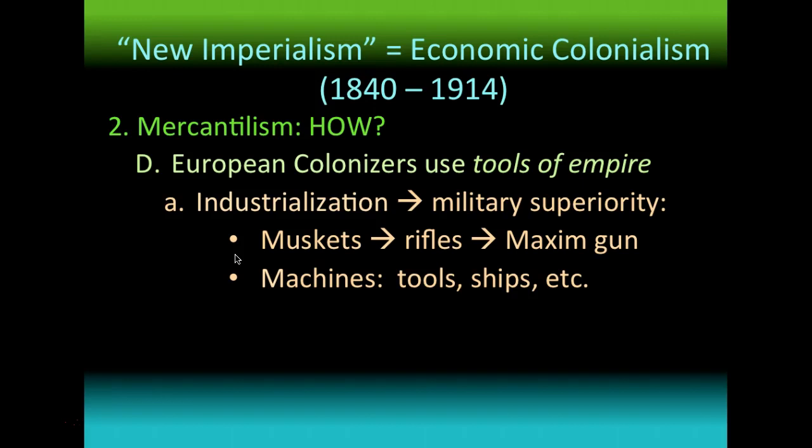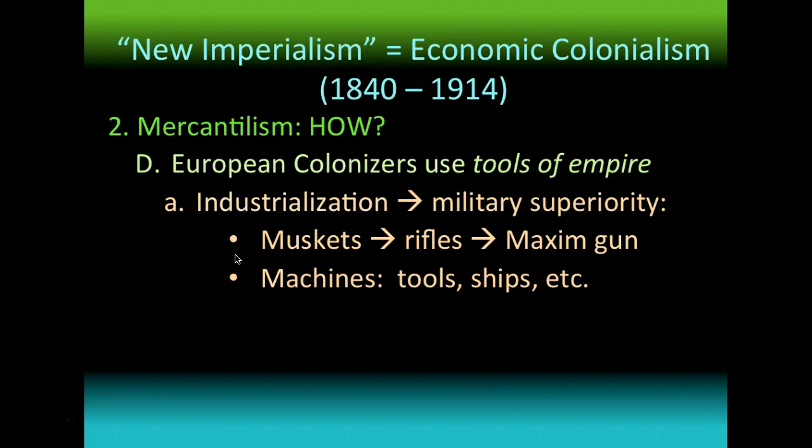And then eventually they create the Maxim gun, which is an early form of a machine gun, and it could shoot 11 rounds a minute. And that's a big deal when you're comparing that to a musket that shoots a bullet every 2 minutes or so. And of course, other machines are created with industrialization, namely tools for all sorts of different products, and steel-hulled ships that are run on steam power, steam ships, steam engines.